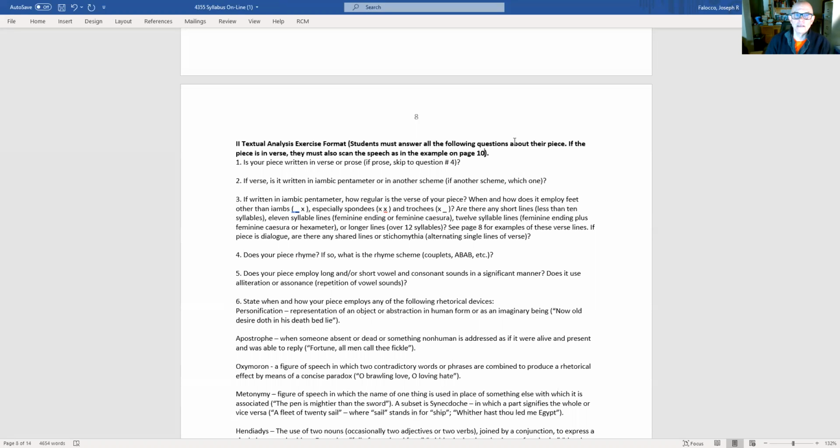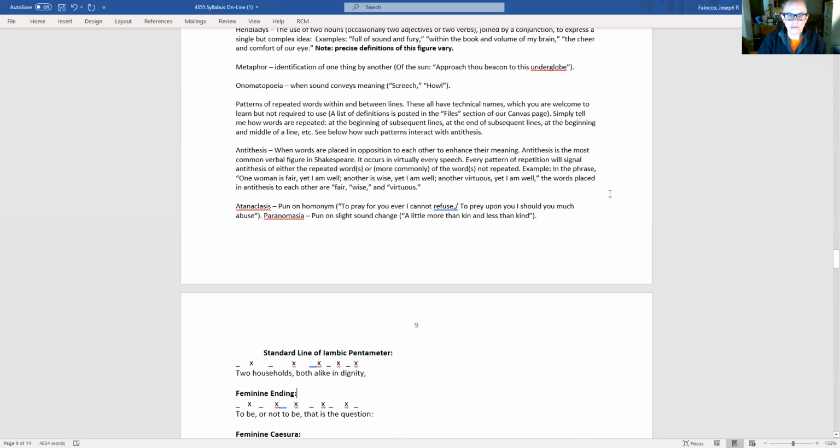Are there any short lines, less than 10 syllables, 11-syllable lines, which could be either a feminine ending or a feminine caesura? Don't panic. I'm going to explain what those terms are in a minute. 12-syllable lines, which could be either feminine ending plus feminine caesura or hexameter, or longer lines over 12 syllables. See page 8, and I stand corrected. That should actually be page 9 for examples of these verse lines. Okay, so let's do that now. Let us go to page 9 and look at these examples here.